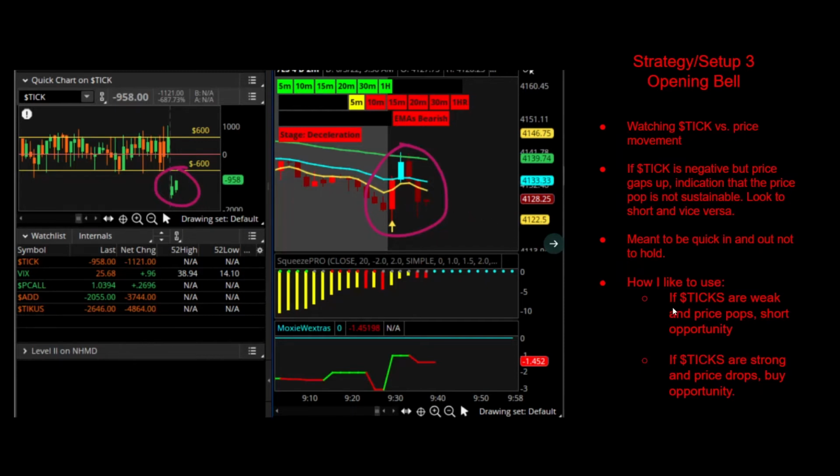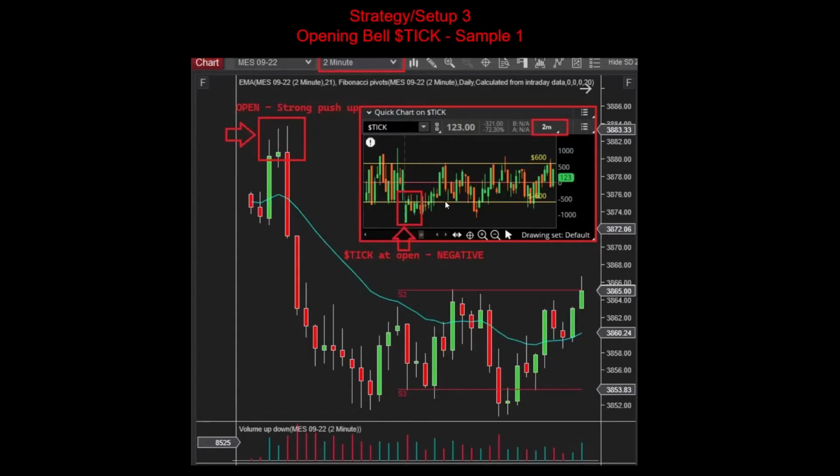So in general, if the ticks are weak and the price pops, it's a short opportunity. If ticks are strong and the price drops, it's a buy opportunity. I just want to go over one more example. Here I have the 2-minute tick chart, and I have the 2-minute ES up. I use this primarily on the ES because the tick works well with the ES, and I do trade futures.